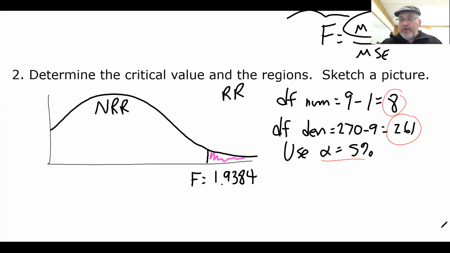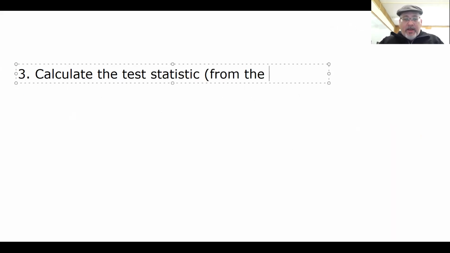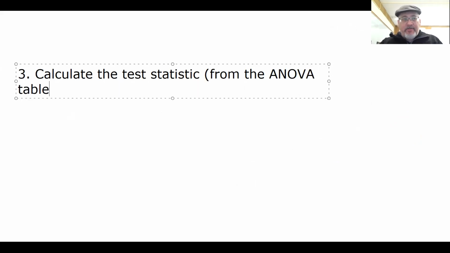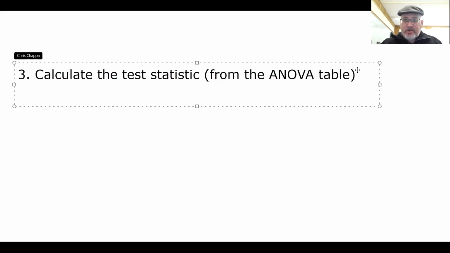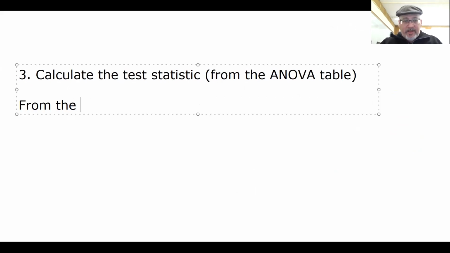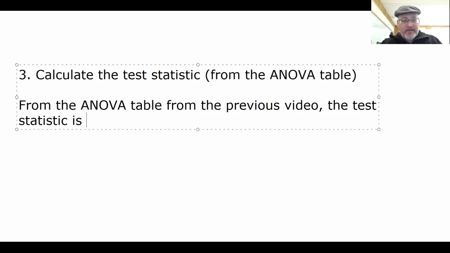So what's our next step? Well, in the critical value approach, our next step is to calculate the test statistic. In an ANOVA test, this is from the ANOVA table, the last value calculated. I'm not going to redraw the entire table because we did that in the previous video, but I do have the final result for it. From the ANOVA table from the previous video, the test statistic is F equals 61.6809.